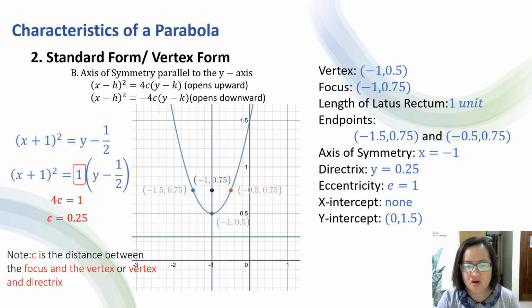To get the length of the latus rectum, we subtract the abscissas of the coordinates of the endpoints of the latus rectum, giving us −1.5 minus −0.5 equals −1. But since we are dealing with distance, we get the absolute value of −1. Simplifying, we will get 1 unit. Therefore, we say that the length of the latus rectum is 1 unit.